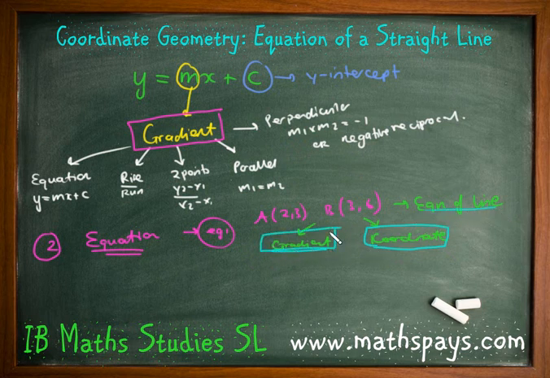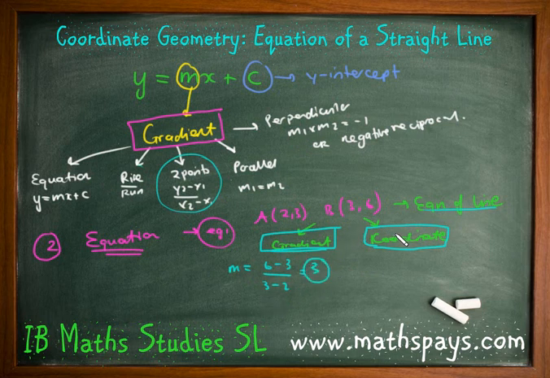So first of all, the gradient. Now we've spoken about there being 5 different ways to find that gradient. For this particular case, we're going to use our 2-point formula. So m equals 6 minus 3 over 3 minus 2. That equals 3 over 1, or just 3.